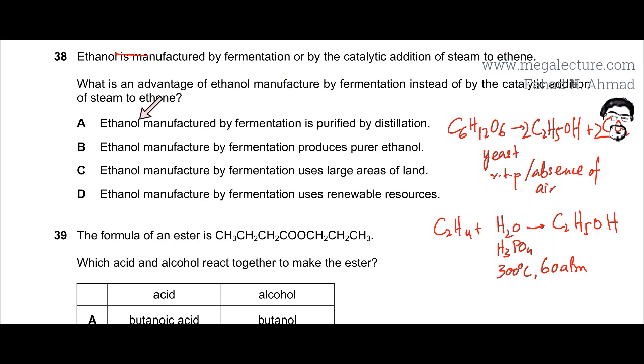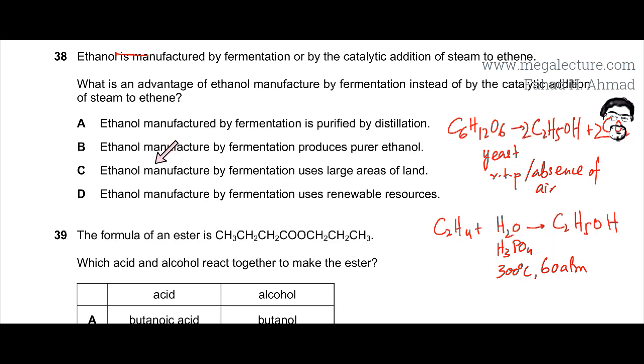The first option is that ethanol manufactured by fermentation is purified by distillation, but that is probably not an advantage. We are looking for what is an advantage. The second one, ethanol manufactured by fermentation produces pure ethanol. It definitely doesn't produce pure ethanol. I just told you that as soon as ethanol is produced, it kills off the yeast, so the reaction stops. So the percentage of ethanol in this mixture is not going to be very high.